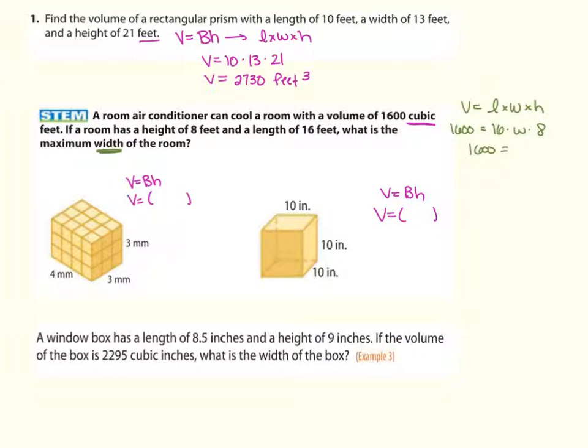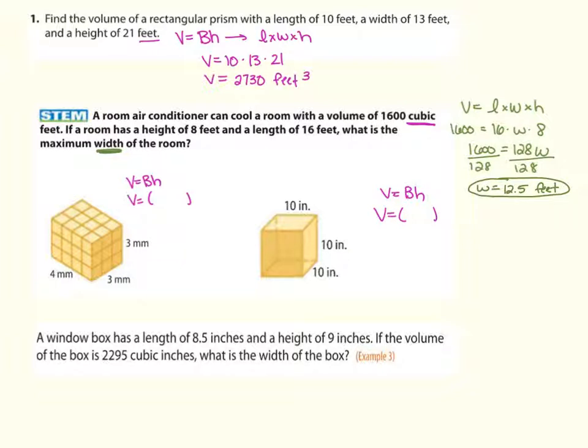So we get 128 times W. Now we're going to divide by 128 in order to figure out what W is. If you did it correctly, you should get W equals 12.5, and that's the width. So make sure since it's only one dimension of the rectangular prism, it's going to be just feet, not squared, not cubed.